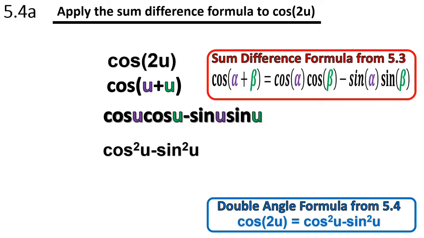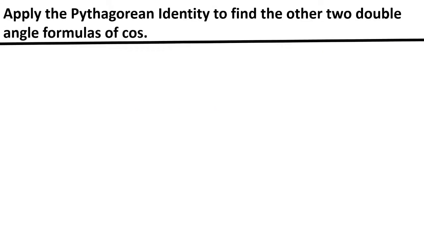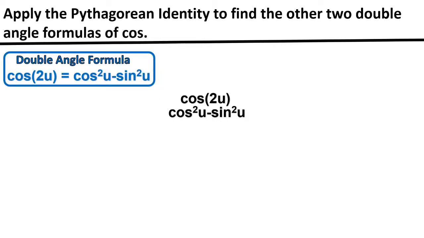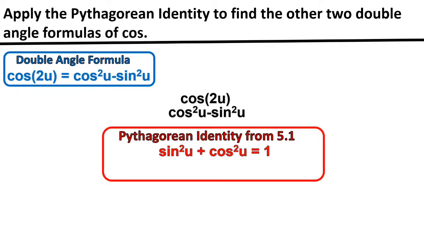Let's derive the other two double angle formulas for cosine. We can do this by applying the Pythagorean identity to find the other two double angle formulas. We just found that cosine of 2u is equal to cosine squared of u minus sine squared of u. This was our first double angle formula for cosine. We can apply the Pythagorean identity we learned in 5.1 to find the other two.